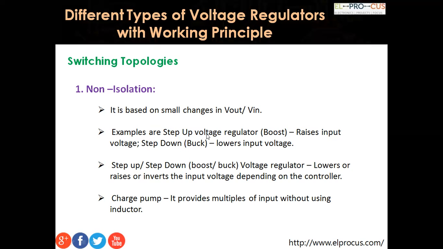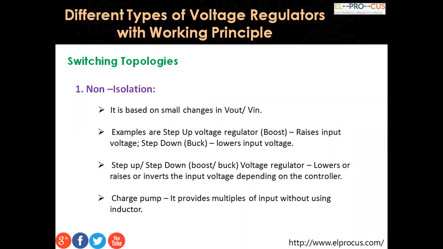If you see the step up voltage regulator, it means what? The output voltage is larger as compared to the input voltage. It will raise the input voltage, it will give us a higher amount of voltage at the output. And if we are decreasing the input voltage at the output, at that time we can say that the voltage regulator is a step down voltage regulator, because it decreases the amount of voltage at the output, or we can say it is a buck voltage regulator.